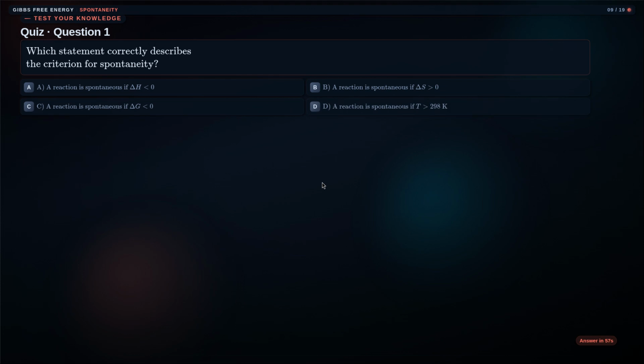Quiz question 1. Which statement correctly describes the criterion for spontaneity? Option A. A reaction is spontaneous if delta H is less than 0. Option B. A reaction is spontaneous if delta S is greater than 0. Option C. A reaction is spontaneous if delta G is less than 0. Option D. A reaction is spontaneous if temperature is greater than 298 Kelvin. Think carefully about the fundamental thermodynamic criterion before the answer appears.